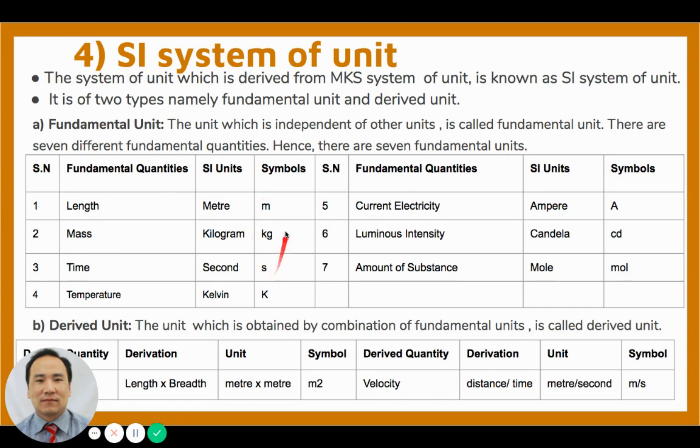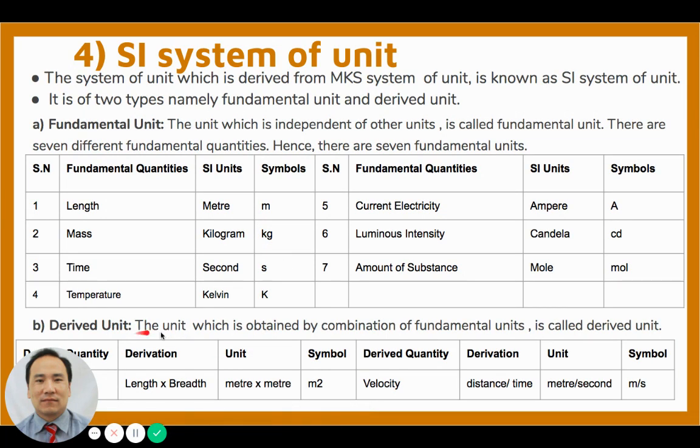Why? Because it is derived from the MKS system. Temperature, Kelvin. Electric current, ampere. Luminous intensity is related to light, so candela. Amount of substance, mole. So these 7 are physical quantities and their units are called fundamental units. Since a quantity is independent, its unit is also independent. Here you can see meter doesn't depend on anyone, kg doesn't depend on anyone.